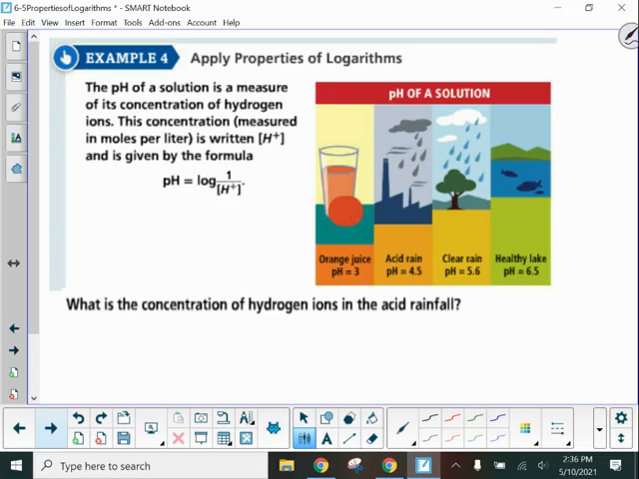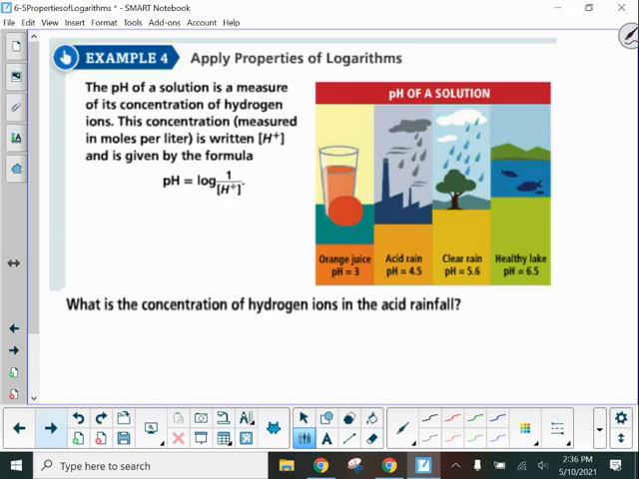Example 4, we're not actually going to go through and work out. This one, it is in your textbook if you want to look at it and see how you would go about solving this, but it does have an equation with the pH, how to figure out the pH based on the concentration of hydrogen in some type of substance here.